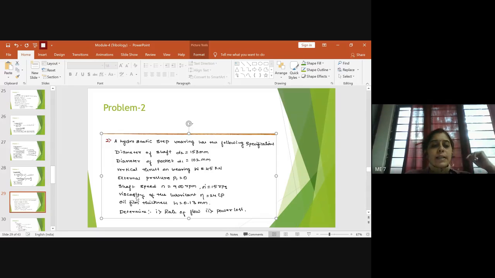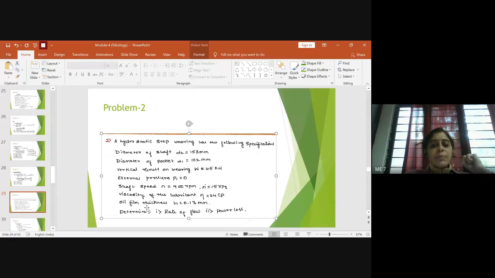And then it is given that shaft speed is 900 rpm. Kindly convert that into rps later during your calculation, or you can calculate and keep it now also. So you will divide 900 by 60, and you will get 15 rps. Kindly represent that as n dash. And then the viscosity of the lubricant is given as 24 centipoise. So kindly note down. Then the oil film thickness is given as 0.13 mm.